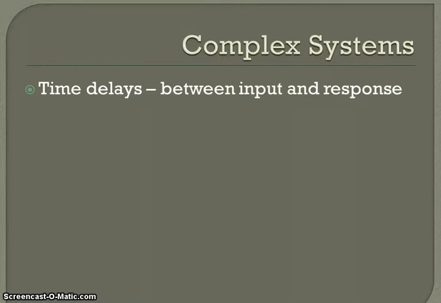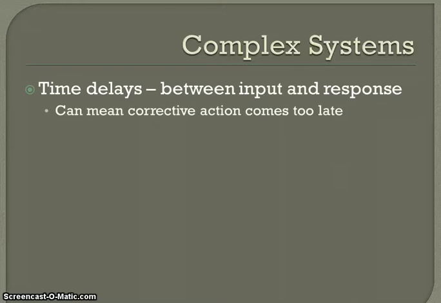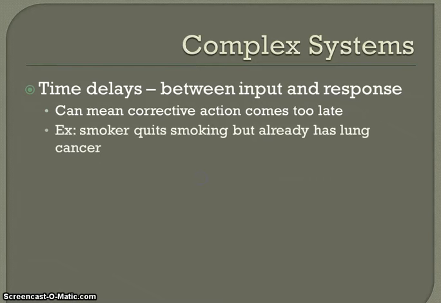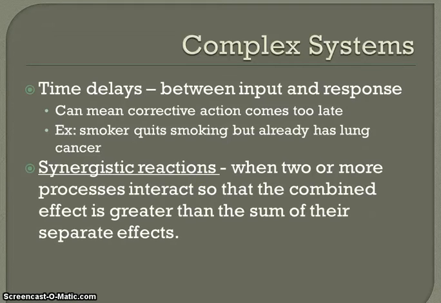Now, systems are generally complex. When we study the inputs and what the response is, a lot of times there's a time delay. So a lot of times it's too late to take corrective action. One example would be when a smoker quits smoking but already has lung cancer. Because a lot of times you might quit smoking and be cancer-free, but years later the cancer develops. So the response has been delayed.